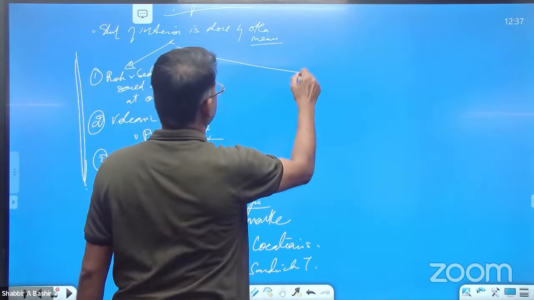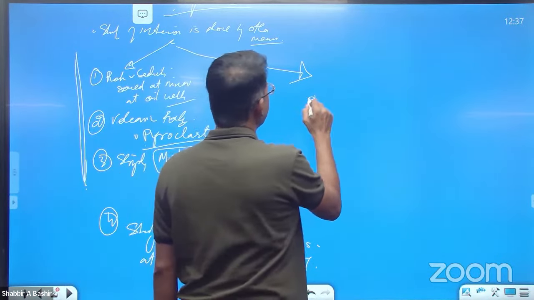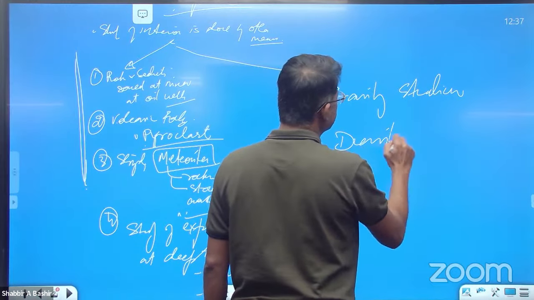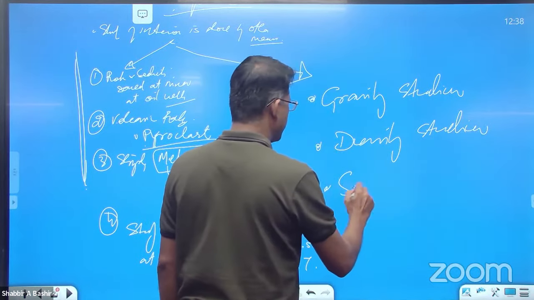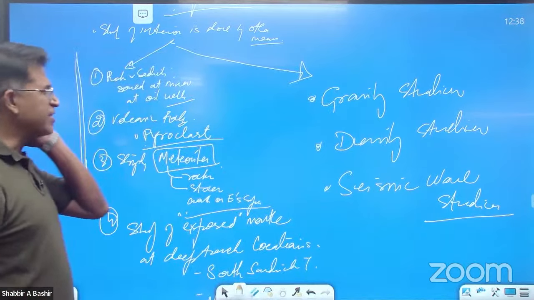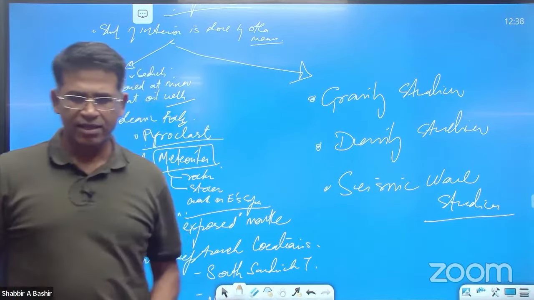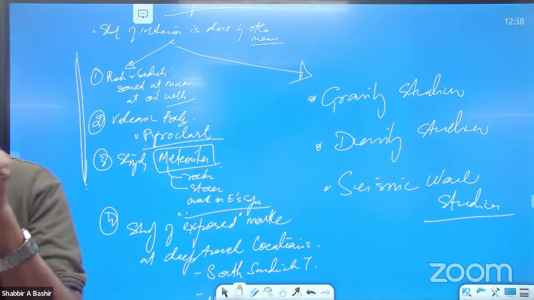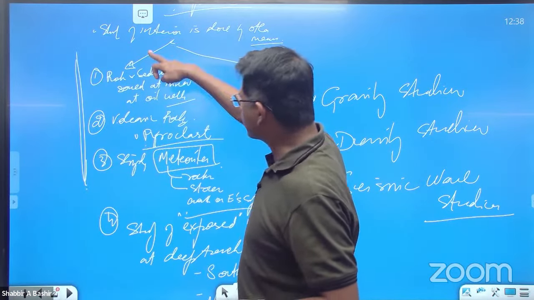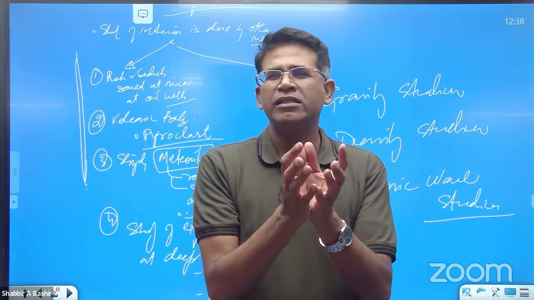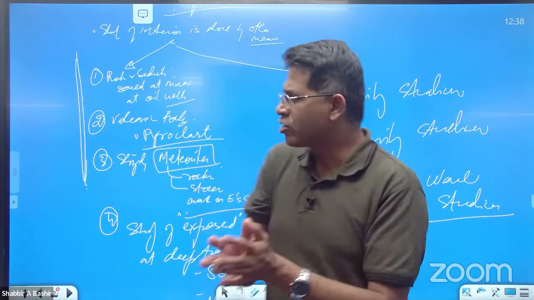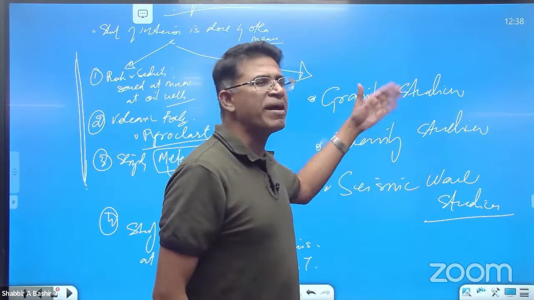Then we have another set of studies. There are gravity studies, there are density studies, and there are seismic wave studies. What is the difference? In the earlier studies, we are studying some material which we can collect, physically see, and observe in some instrument. So this looks more like a direct thing. These are all mathematical studies.